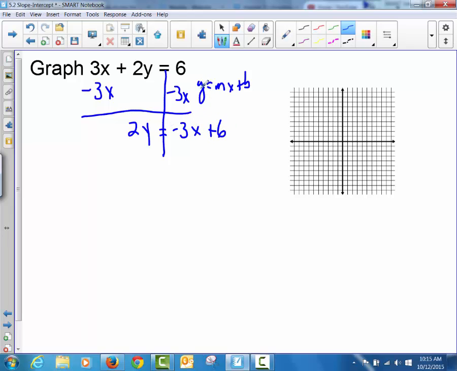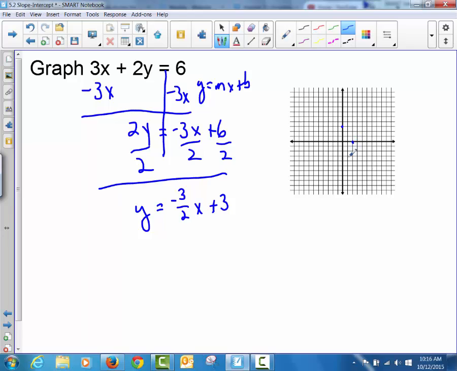Now whenever it's in the right form, we have y equals. Right now it says 2y. So we divide by 2, everything by 2, and that leaves us with y equals negative 3/2 x plus 3. Now we can come over here and graph this. We go up 3, 1, 2, 3, and our slope is negative 3/2. So we go down 3, 1, 2, 3, and right 2. 1, 2.